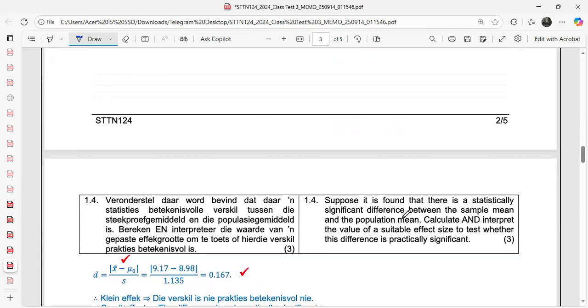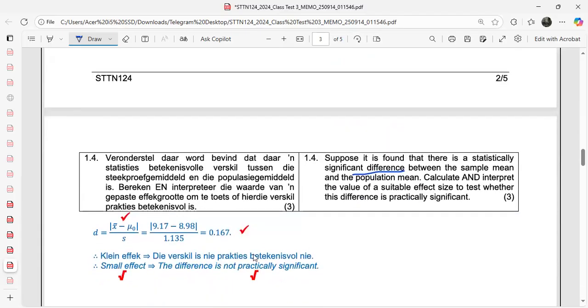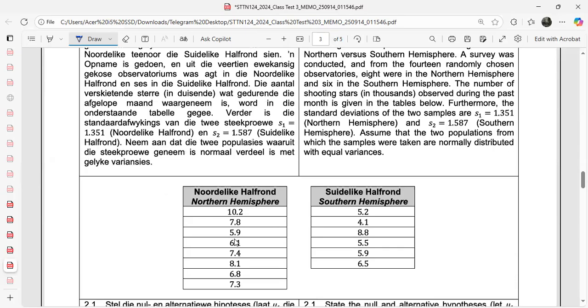Okay, suppose it is found that there is a statistically significant difference. They're talking about the difference between the sample mean and the population mean. Calculate and interpret the value of the suitable effect size. So what you're going to do here to get what we call the effect size of the difference, it's simple: the x bar minus the mean divided by the standard deviation, and then you get this. Then you're done. Then you check. If it's 0.167, it indicates that it's a small effect. I mean, the difference is not practically significant on that one.